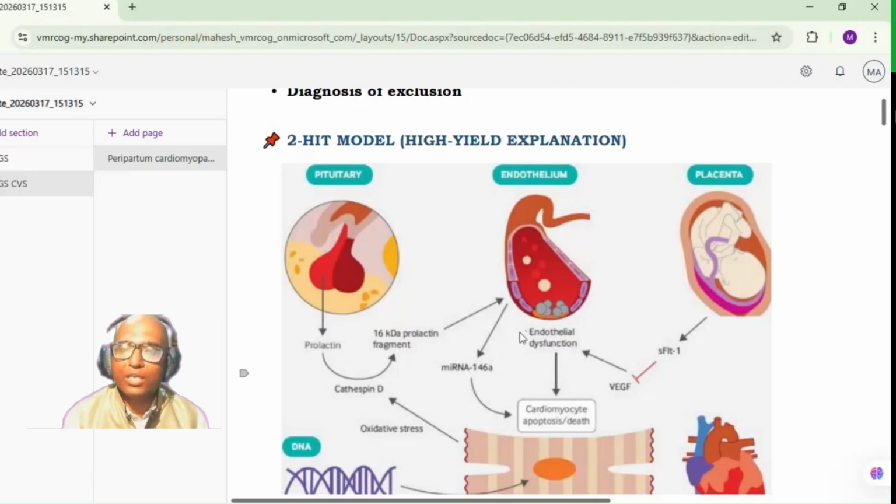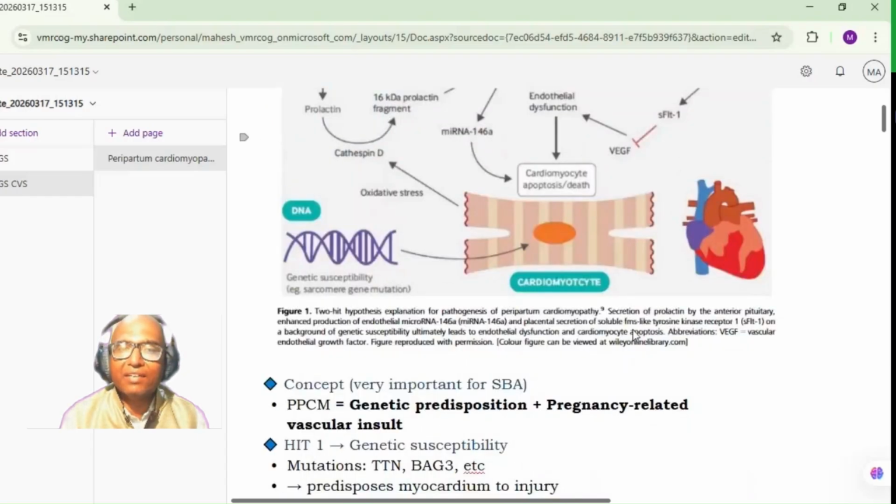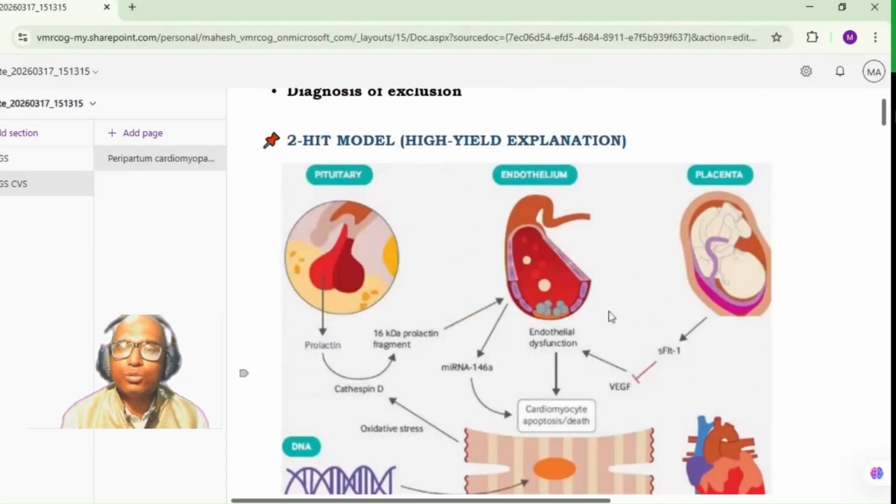So there is endothelial dysfunction, and from the placenta there is sFlt1, and this reduces the VEGF levels. So vascular endothelial growth factor levels are reduced, which leads to endothelial dysfunction and also leads to cardiomyocyte apoptosis and death. So the question which has been asked: which hormone is proposed in the etiology of peripartum cardiomyopathy? The answer is prolactin.